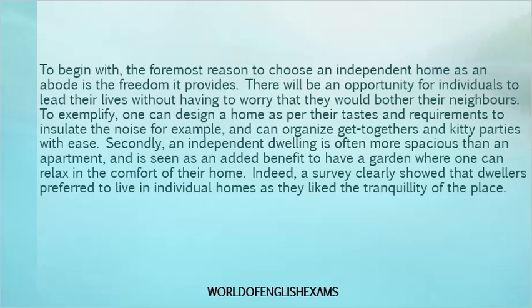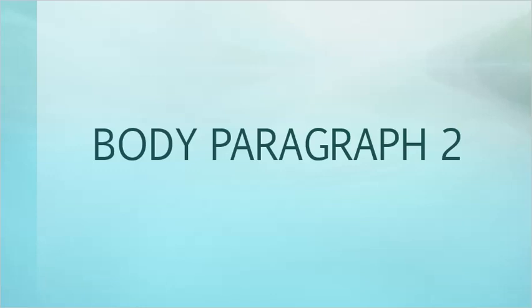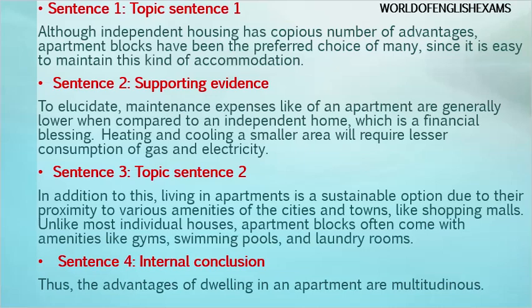Okay, so that is how you write the first body paragraph. I hope all of you might have understood that. And following the same structure, now let's write the second body paragraph as well, in which I favor living in an apartment. Okay, again I start writing the topic sentence. Although independent housing has copious number of advantages, that is a lot of advantages, apartment blocks have been the preferred choice of many, since it is easy to maintain this kind of accommodation.